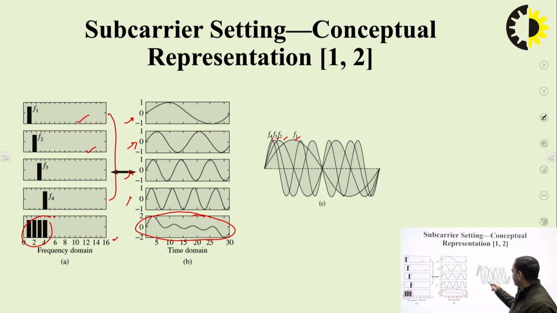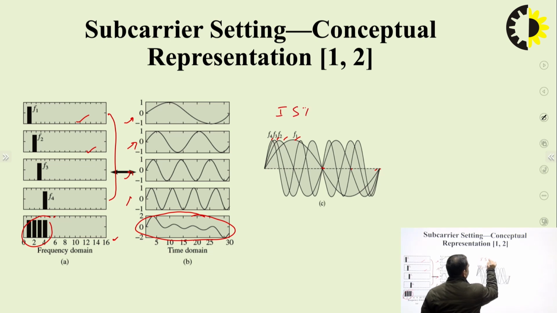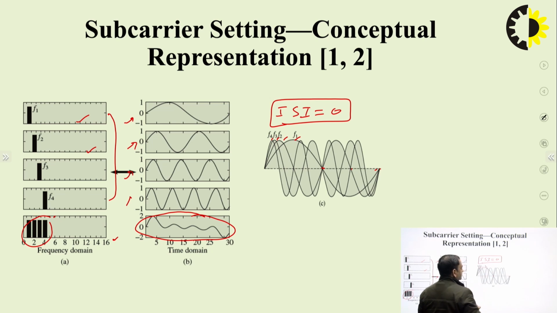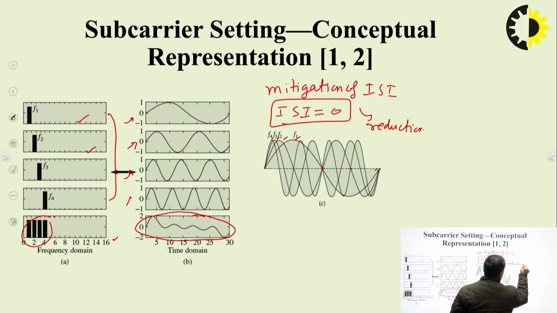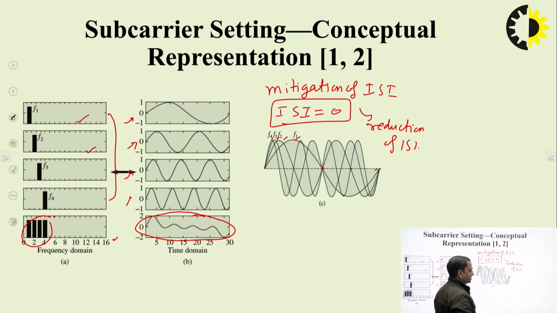So in all these, we have to see that the null point is there. When the null point is there everywhere, it means the ISI is 0 in this case. So we can write for this case that the ISI is 0. In multi-carrier modulation, the null point crossover must be there, which gives zero ISI, or mitigation of ISI, and sometimes we call it the reduction of ISI. So the prime important factor for multi-carrier modulation, like OFDM, is that it follows the orthogonality principle.